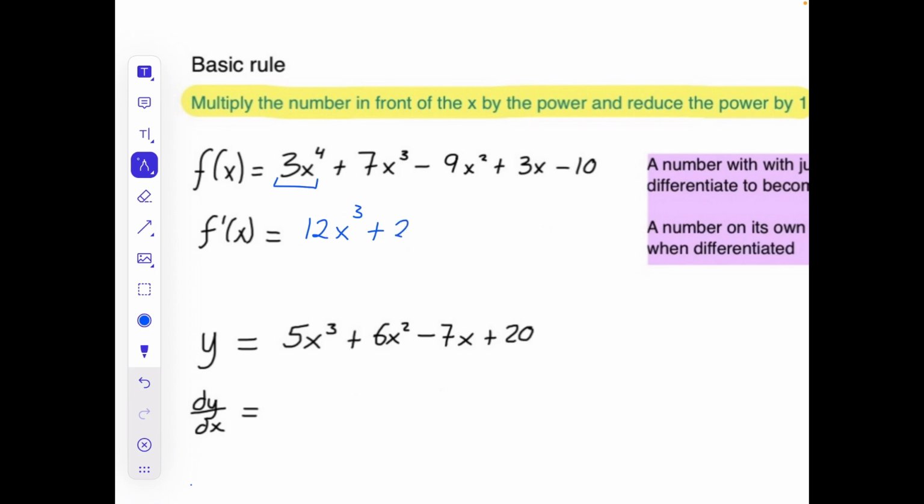Okay, I'm going to do the same thing now with the 7x cubed. So I'm going to multiply the 3 by the 7 to give me 21. And then I'm going to reduce the power by 1, which is going to give me x to the power of 2.